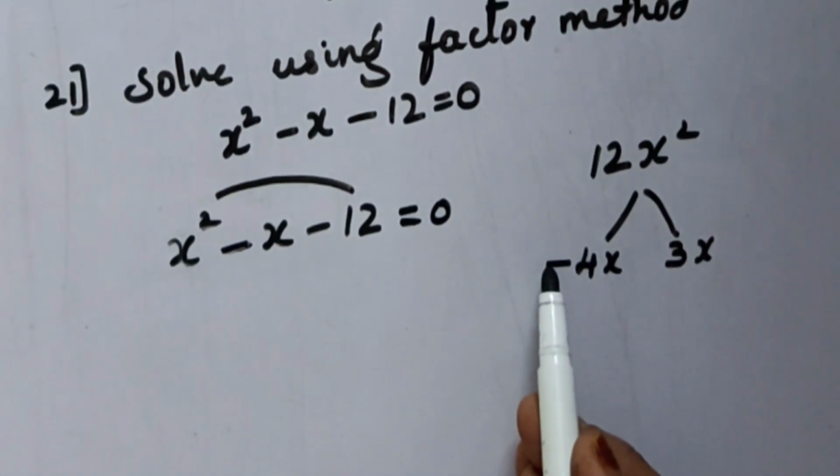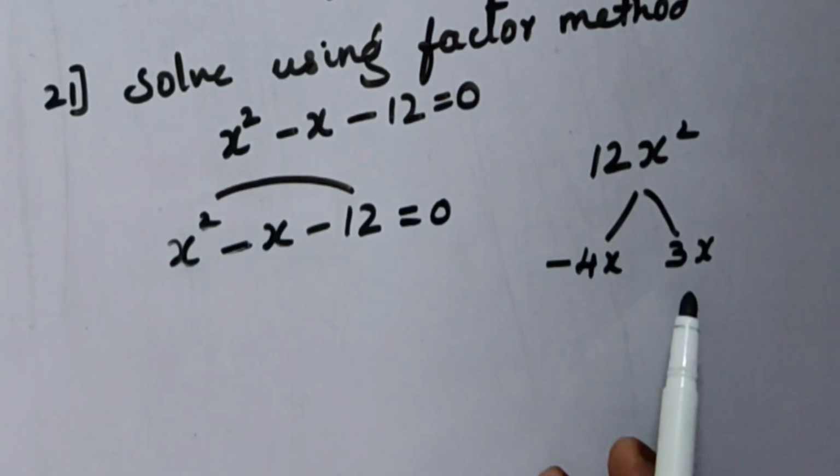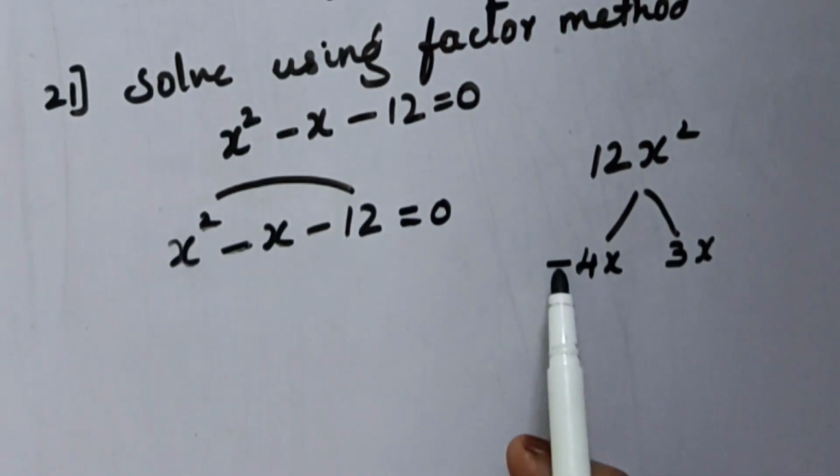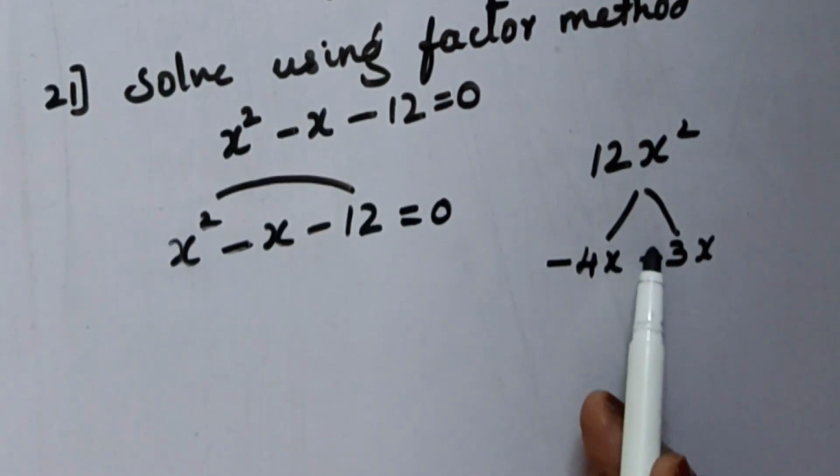And let us think, to get 1, what are we supposed to do? We need to change the sign, right? To get 1, that means we need to subtract. Subtract means change the sign.